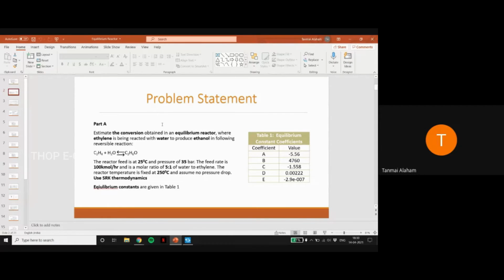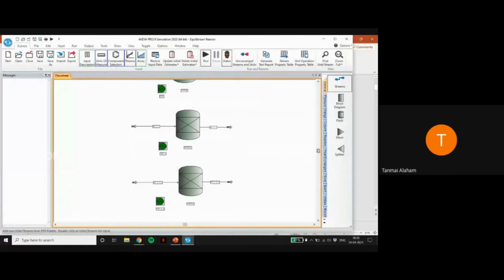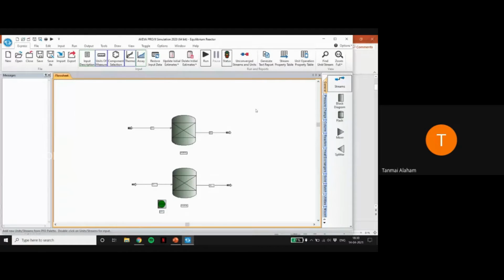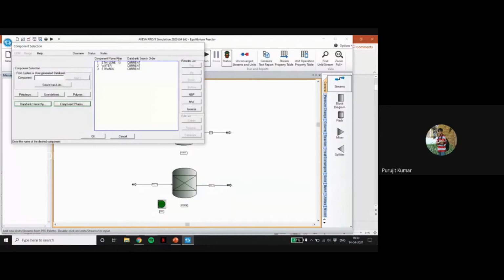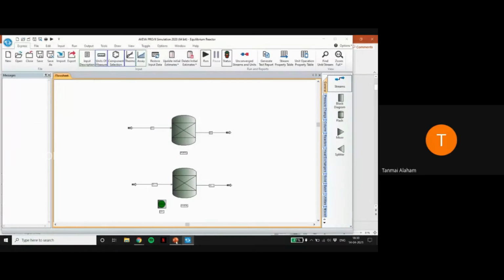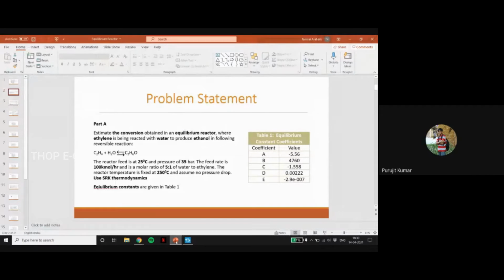Okay, Purjit, are you here? Yes, I'm here. So we'll do the demonstration simultaneously so that you can understand what we've done a bit better. Purjit, you want to go? Okay, yeah, cool. Tanmay, can you go back to the problem statement? Sure.